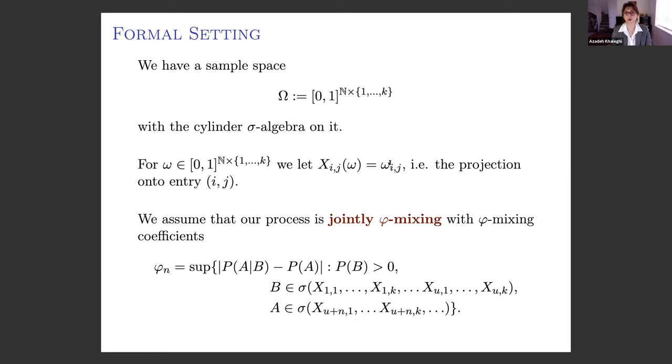Now what I mean by jointly phi mixing: I have a joint measure on this bigger probability space that I defined, and these are jointly phi mixing in the sense that the phi mixing coefficient, calculated with respect to events in this bigger sigma algebra, the first u elements but all k rows, and then those n steps later, that phi_n is going to go to zero as n goes to infinity. Okay, so this is what I mean by jointly phi mixing. Is this clear so far? There are no questions. Okay, I'm going to continue, but if there is a question, just ping me.